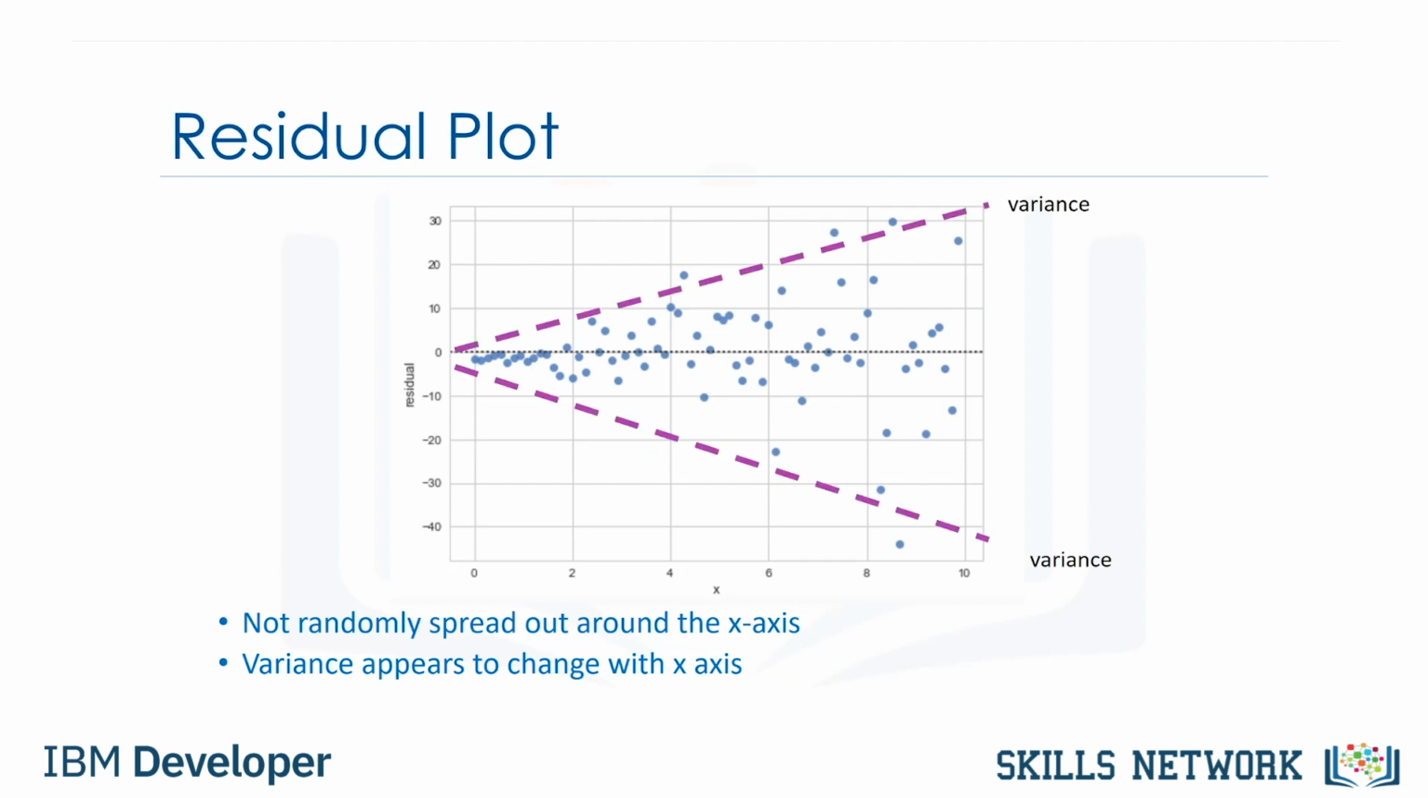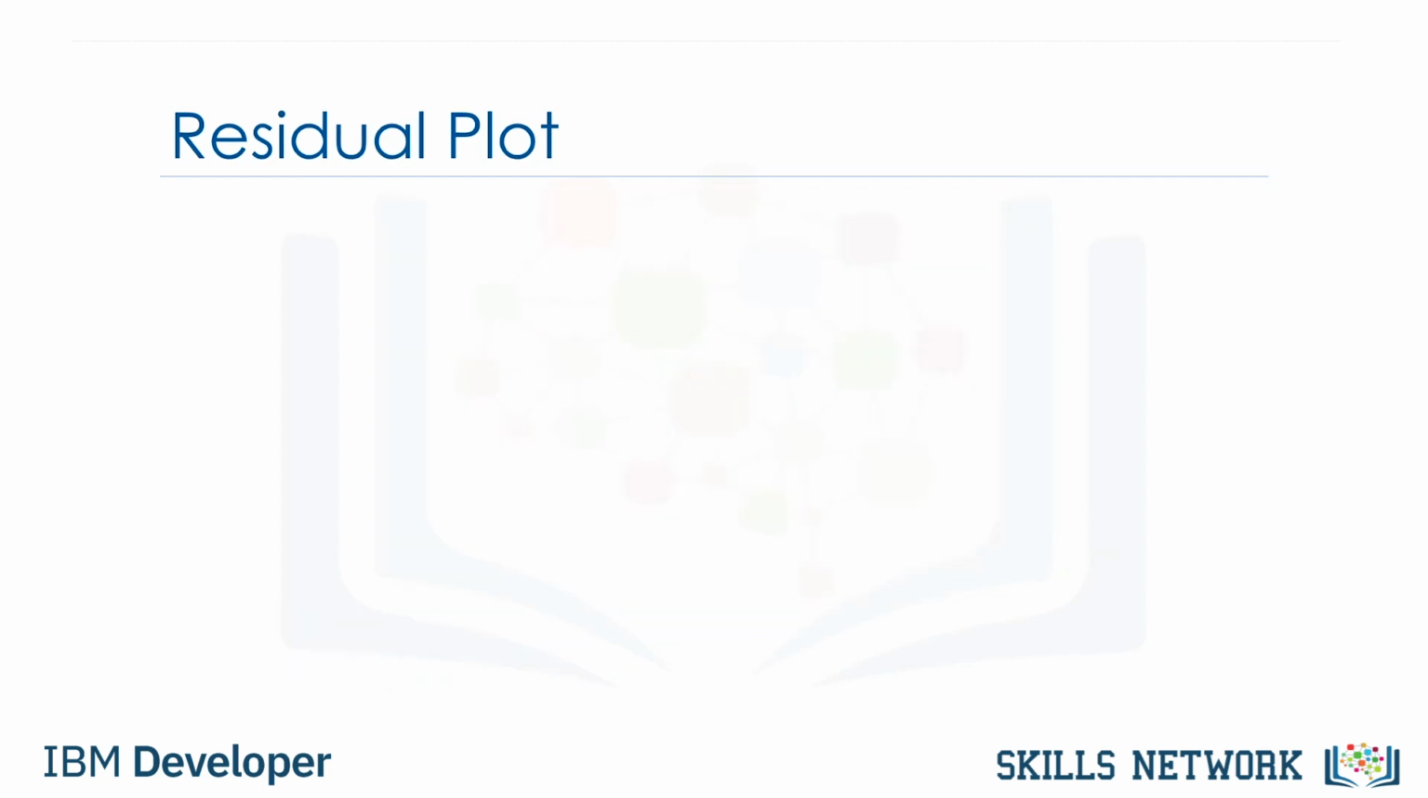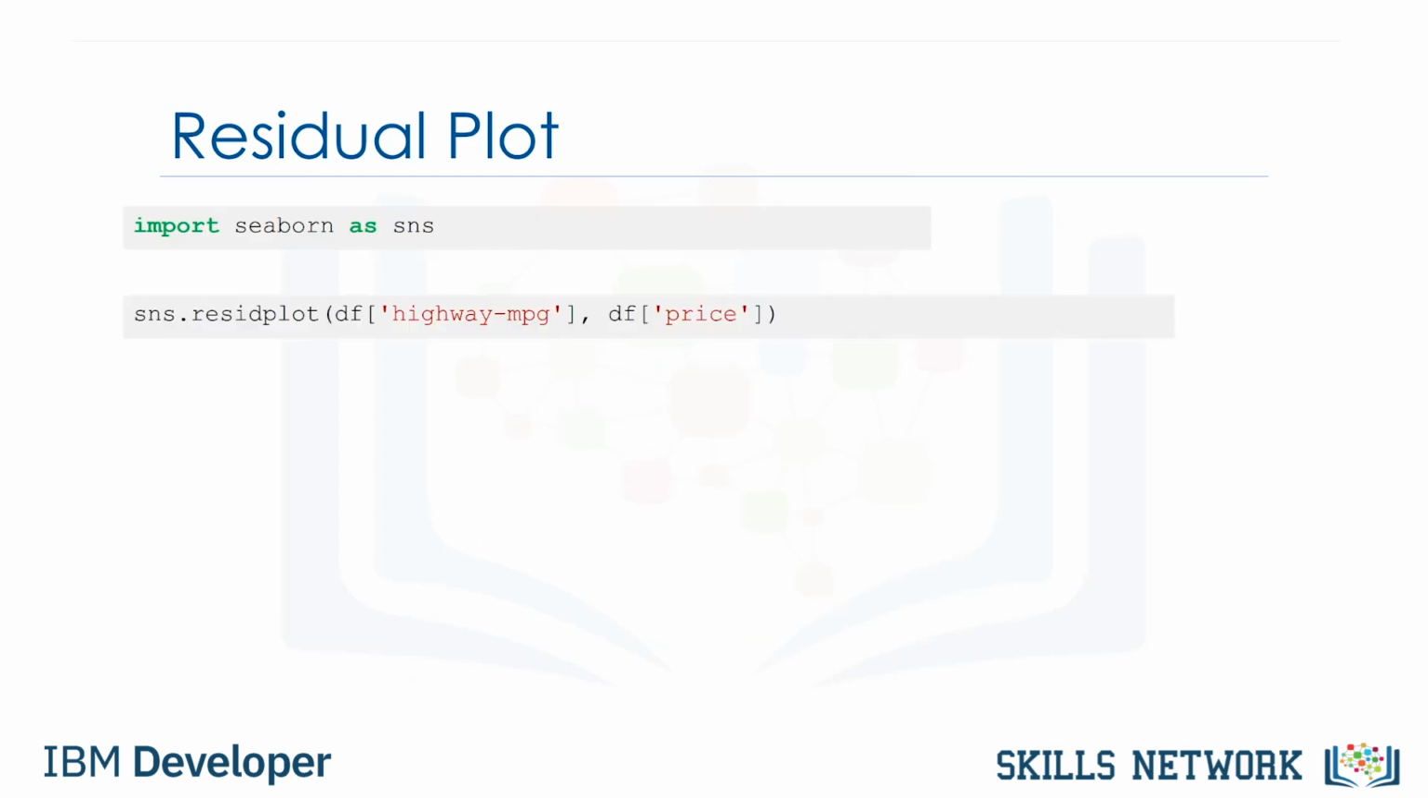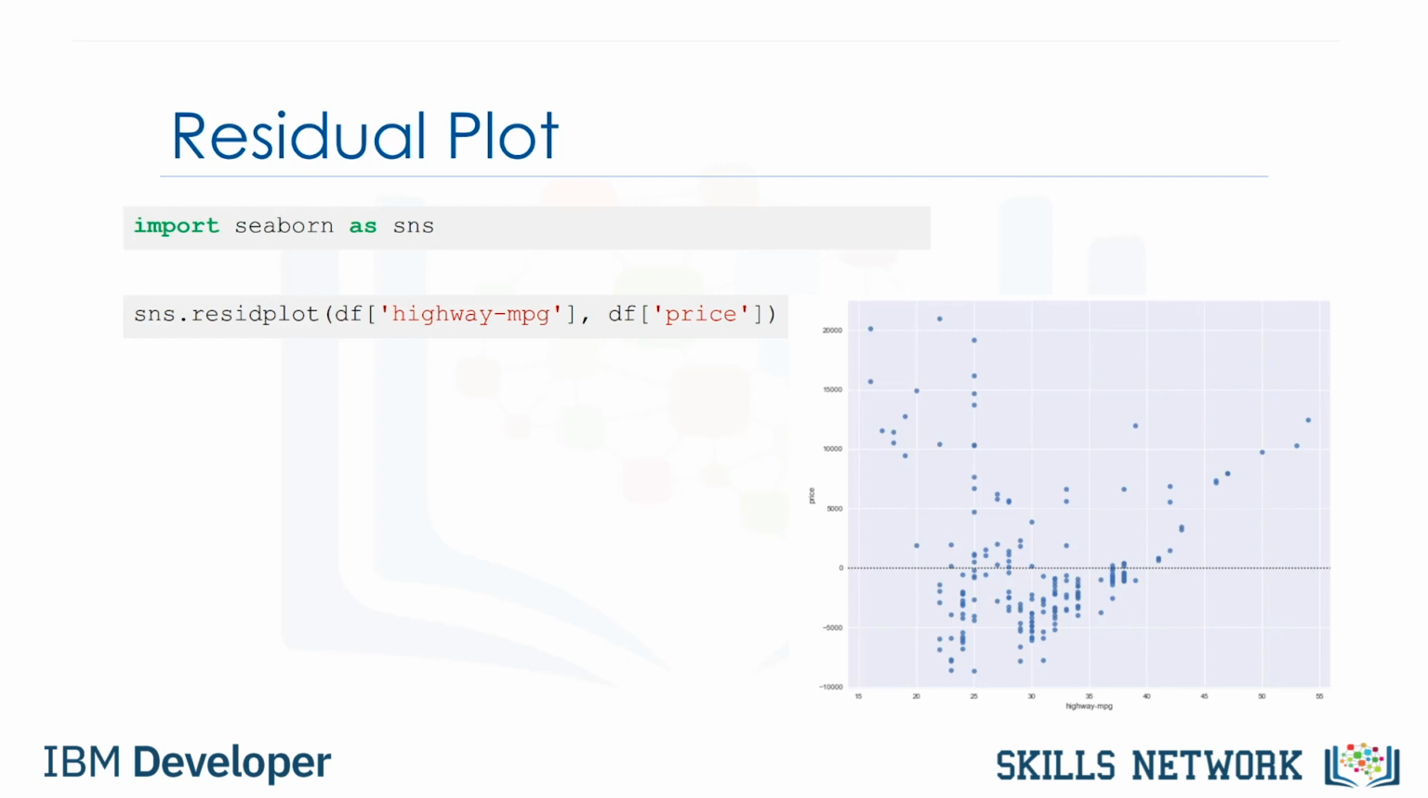In this plot, we see that the variance of the residuals increases with x. Therefore, our model is incorrect. We can use Seaborn to create a residual plot. First, import Seaborn. We use the residplot function. The first parameter is a series of the independent variable or feature. The second parameter is a series of the dependent variable or target. We see in this case the residuals have a curvature.